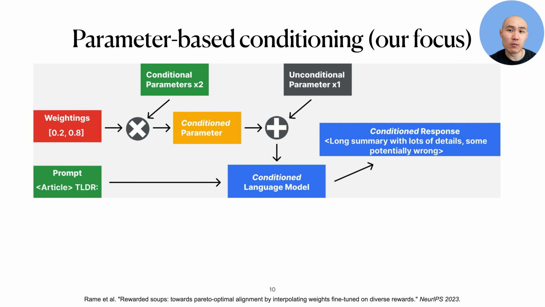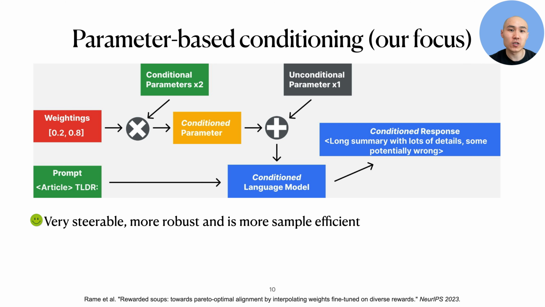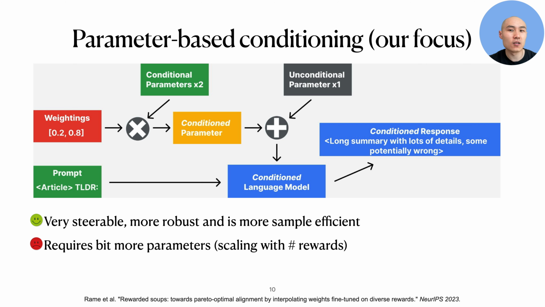Thus, we opted for a more robust conditioning mechanism that conditions via the parameters of the neural net itself. And this idea is inspired by rewarded soups. Concretely, we maintain one copy of parameters per reward and linearly combine these copies using the given reward weightings. And of course, this can be done for any subset of parameters. The main benefit here is that parameter conditioning is very steerable, more sample efficient, and more robust than the previous prompting conditioning mechanism. However, this approach does copy some extra parameters, so the extra overhead scales with a number of rewards, which can be an inconvenience.